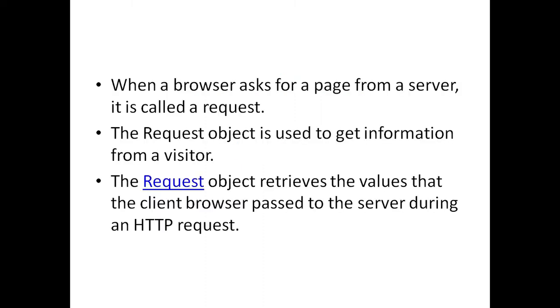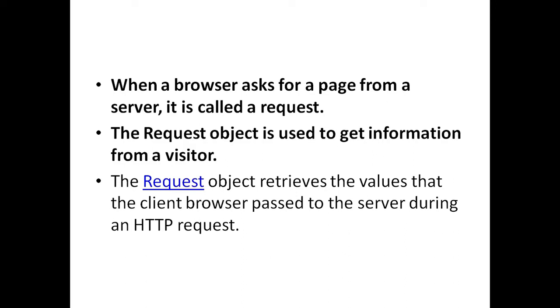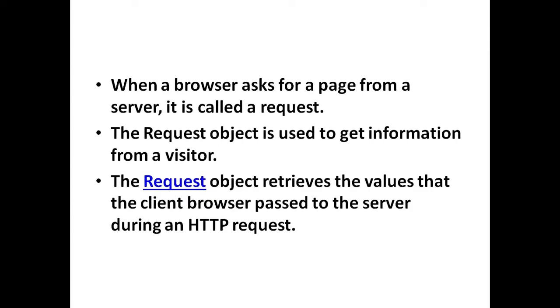Here we will see the request object in ASP.NET. When a browser asks for a page from a server, it is called a request. The request object is used to get information from a visitor. The request object retrieves the values that the client browser passed to the server during an HTTP request.